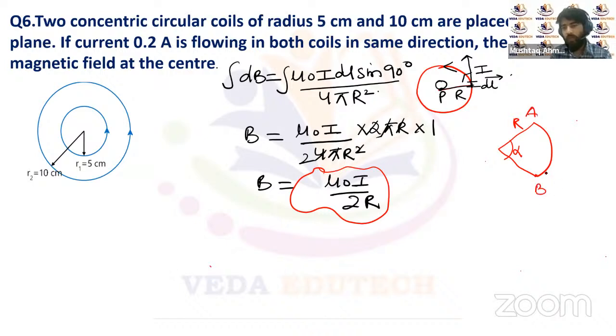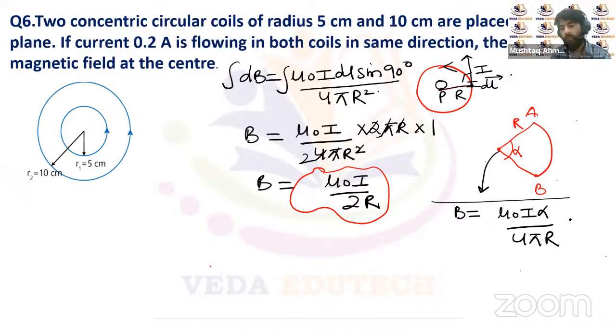then the magnetic field at this point P will be mu naught I alpha upon 4 pi r. So this will be the net magnetic field because of this arc subtending an angle alpha. So you need to remember this equation, mu naught I alpha upon 4 pi r.